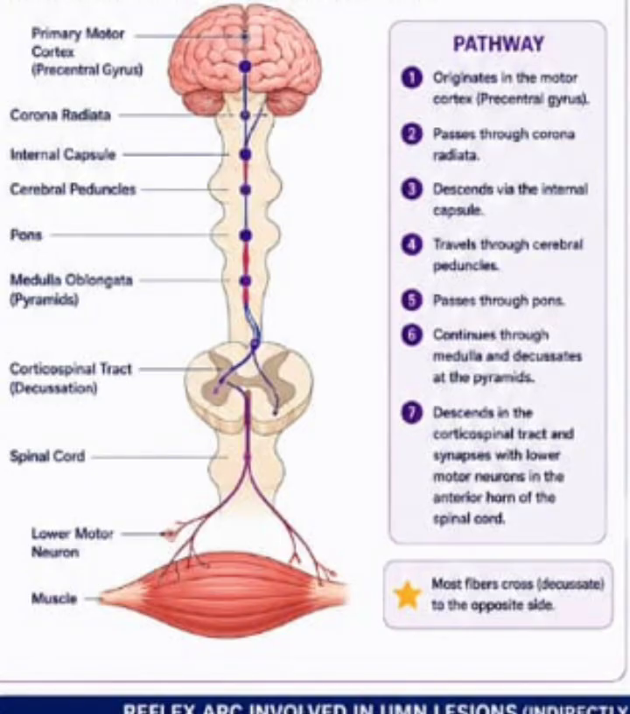Now in the pontomedullary junction, in front of the medulla, you have two elevated parts called the pyramids. So there's a pyramid there.